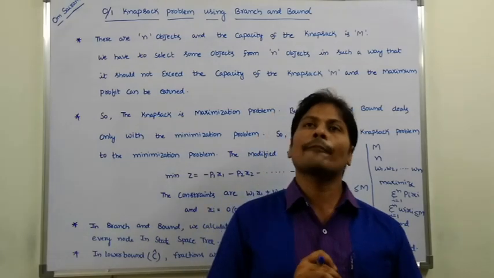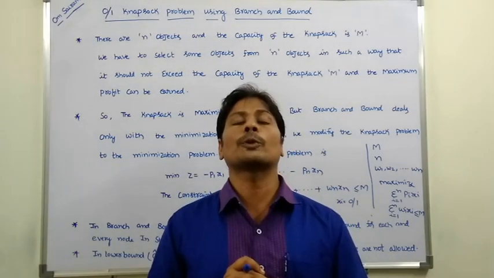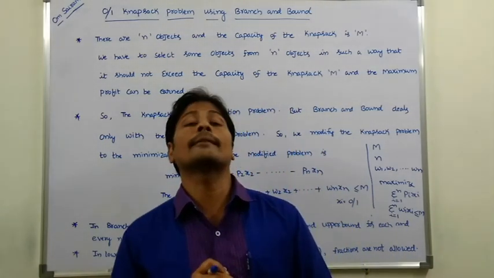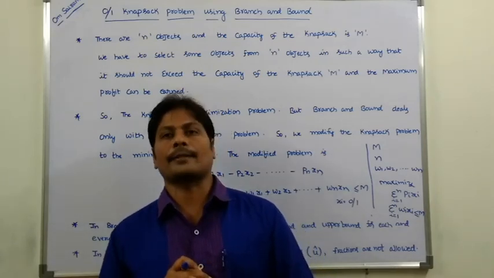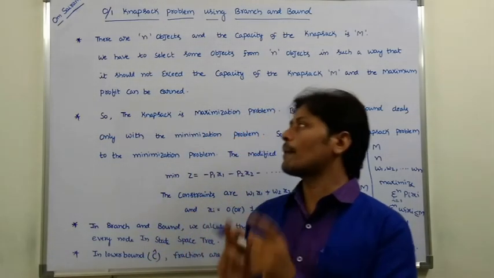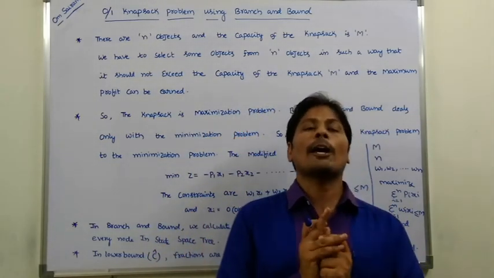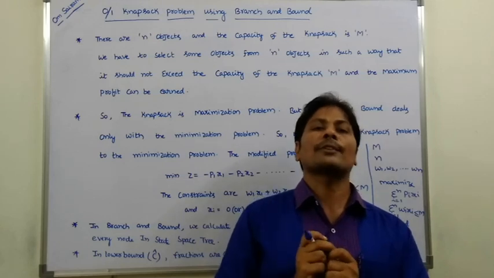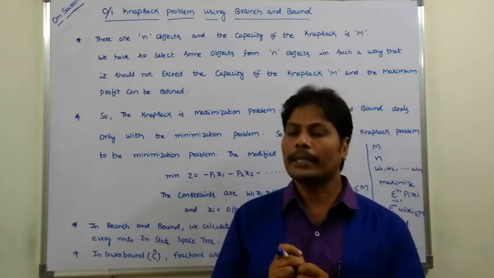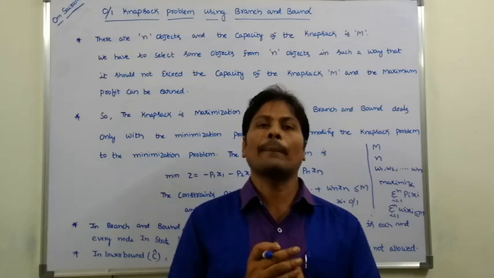So in the case of the lower bound, we allow fractions, but in the case of the upper bound, we do not allow fractions. Okay, so these are the steps followed while solving the 0/1 knapsack problem in the branch and bound technique. Next, we go for an example problem.